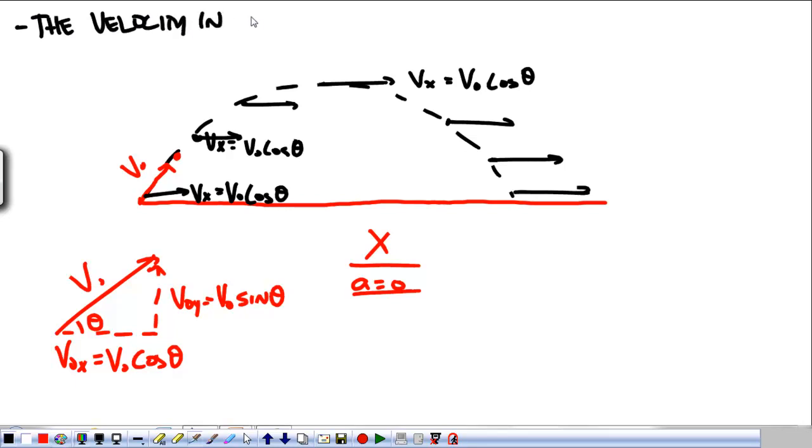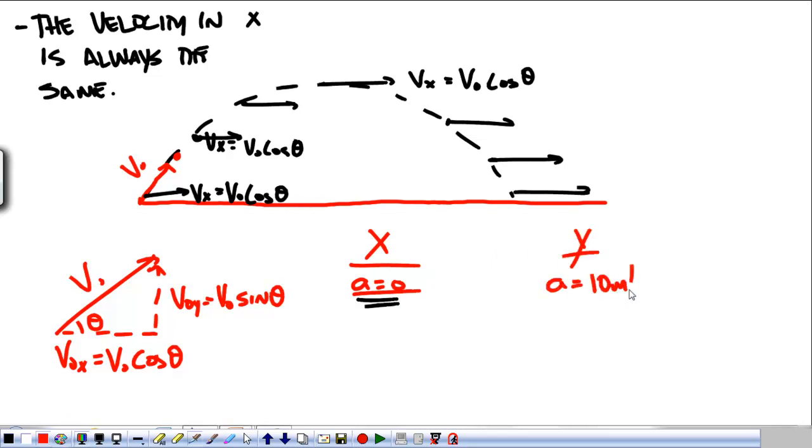The velocity in x for any given problem is always the same. Because the acceleration equals 0, that means the velocity cannot change. Now, in the y direction, our acceleration is 10 meters per second squared down. That's at every single point. The acceleration is 10 meters per second squared down, all the way through, at every given point.